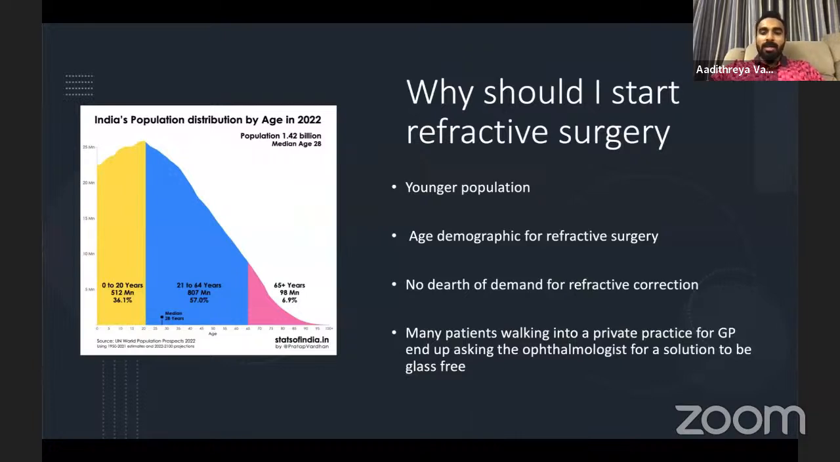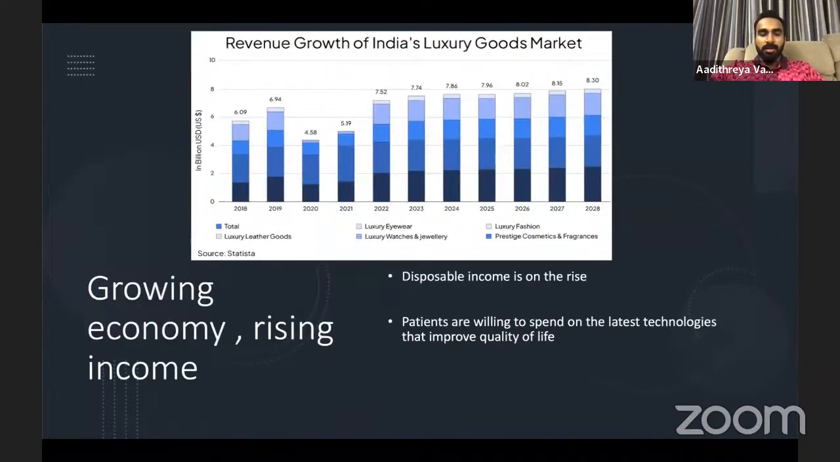And you will have many patients walking into your private practice asking for glass prescription. And one of the first things they do is they ask you, okay, you give me glasses. Is there a solution to be glass free? And that itself can be a stepping stone and motivation to start your refractive surgery practice.